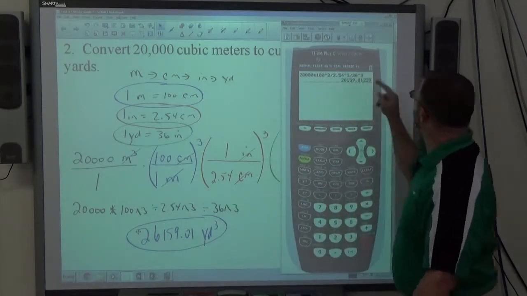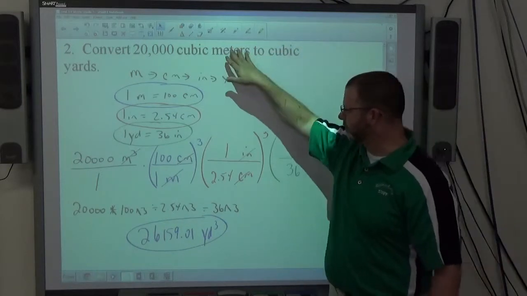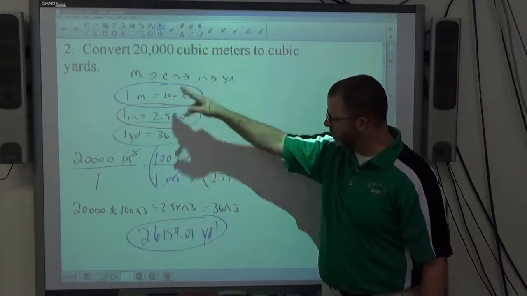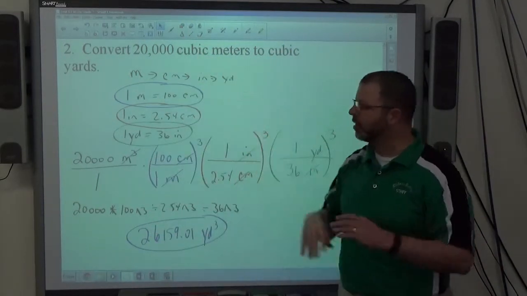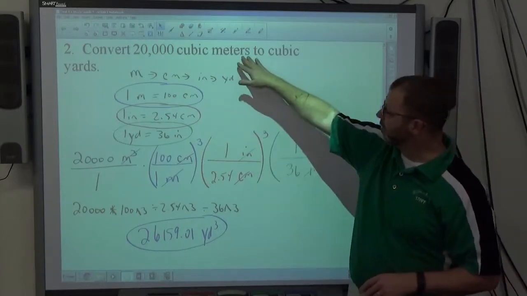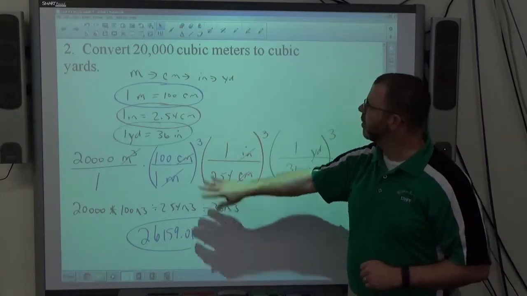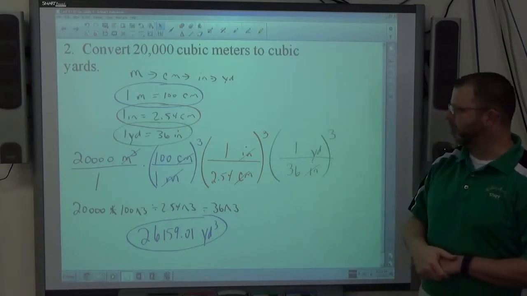As far as reasonableness of results there, a meter is slightly larger than a yard, so it would take more yards to make the same number of meters. The fact that this number is larger seems reasonable as far as I can tell.